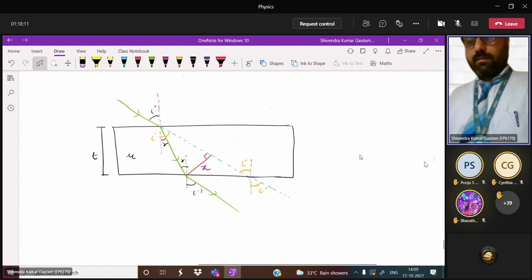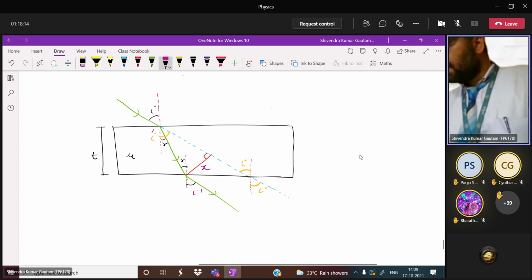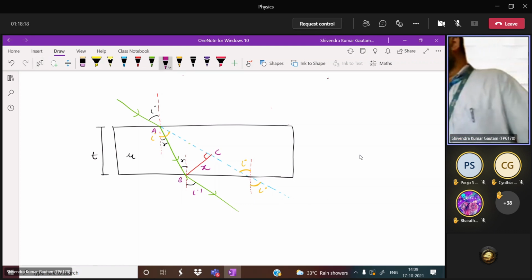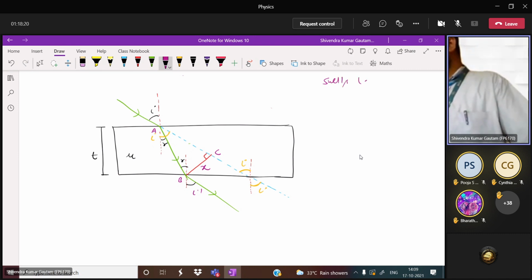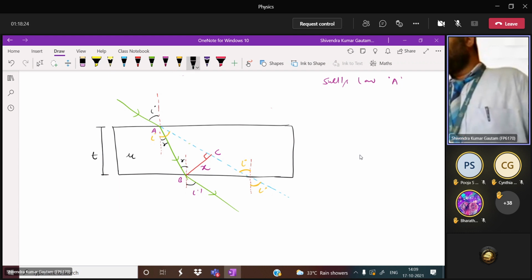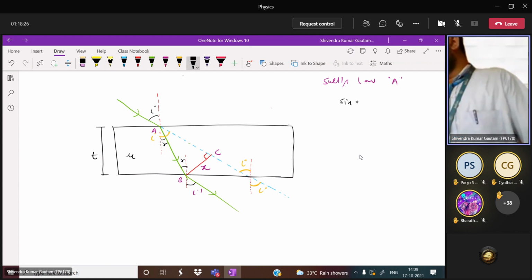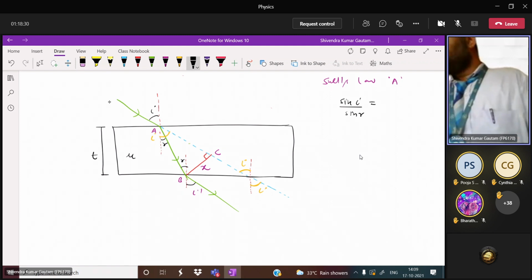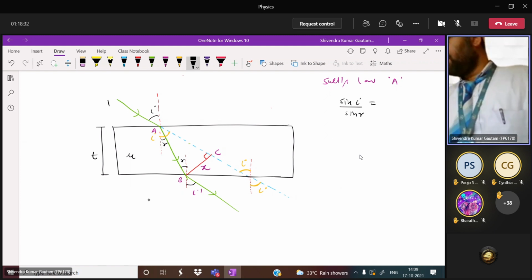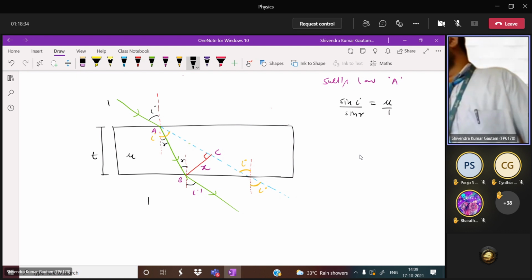Here, if I give names, this is A, this is B and this is C. So I am applying Snell's law at A point here. Tell me what I will write here. Sin i divided by sin r equals, here what is there? Nothing is given, so what will I write? Mu by 1, or not? This is equation number 1.